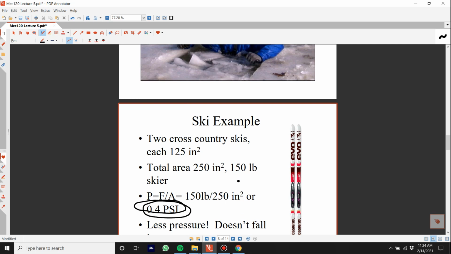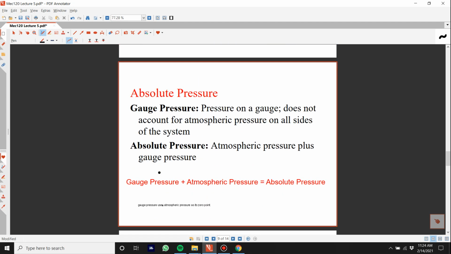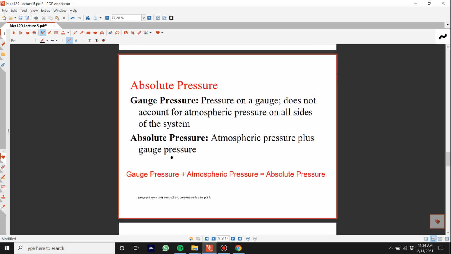So hopefully you understand what pressure is, and have some concept of it. Now, there are 3 pressures that you might see. In my experience, I've only ever dealt with gauge pressure. It's the pressure on your pressure gauge. It does not account for atmospheric pressure on all sides of the system.